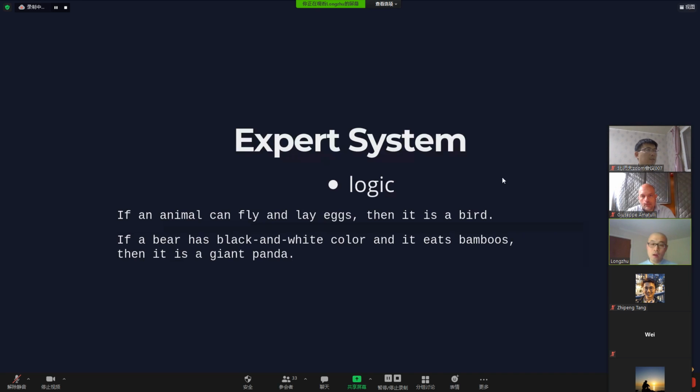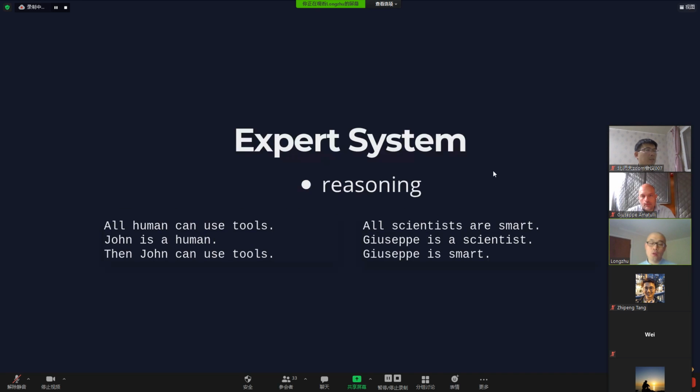For example, all humans can use tools. John is a human, then John can use tools. Also, all scientists are smart. Giuseppe is a scientist, and Giuseppe is smart. Of course, you can see clearly the reasoning may have flaws. I'm not saying this in particular about the Giuseppe case, I'm trying to say there are some loopholes.